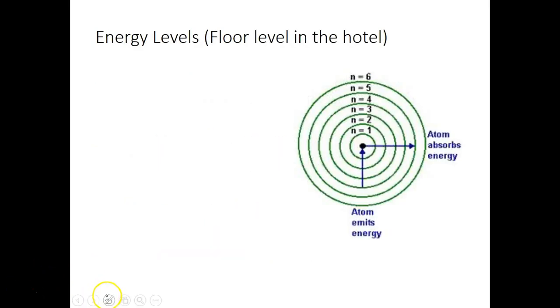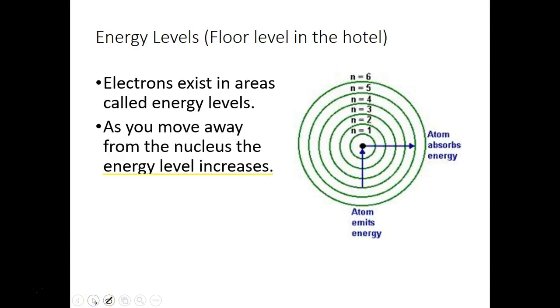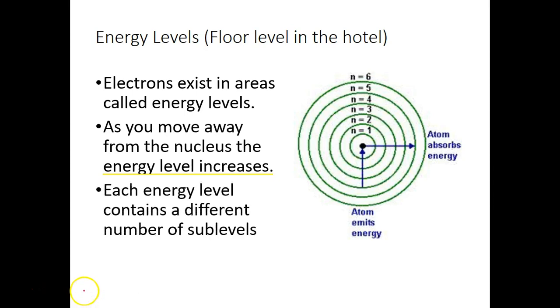Energy level is going to be like the floor of the hotel. So from the POGO yesterday, as you were trying to put borders into the different rooms, the energy level would be similar to the floor. So electrons exist in areas called energy levels. As you move further away from the nucleus, we get more energy levels. As you can see over here on our Bohr model, each individual circle is an energy level. So the further we go away, the more energy levels we have.